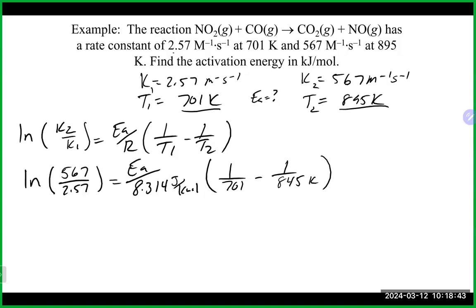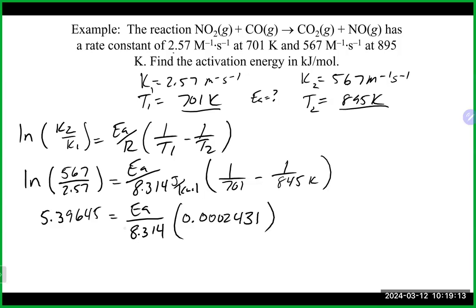So if I do a little bit of that, on the left-hand side I get 5.39645 equals our E_A over 8.314. If I clean up what's inside the parentheses, 1 over 701 minus 1 divided by 845 gets me 0.000243. At this point, I need to multiply the 8.314, and then I need to divide by what's in the parentheses, right?